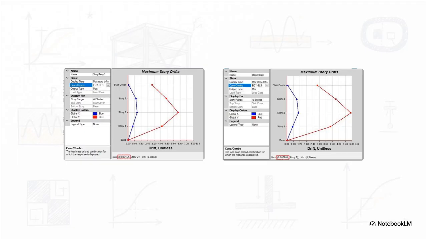So check out these ETABS output charts. They show the predicted structural drift across all the stories. The red and blue lines represent movement along the global X and Y axes. You can really visualize the building bending and swaying from the base up through stories 1, 2, 3, and the stair cover.